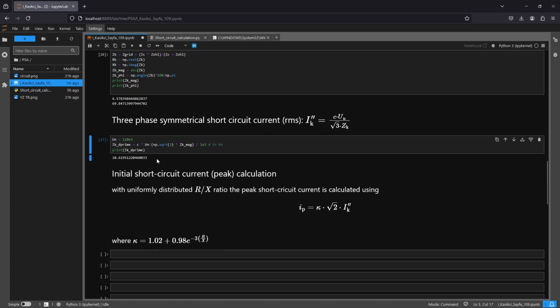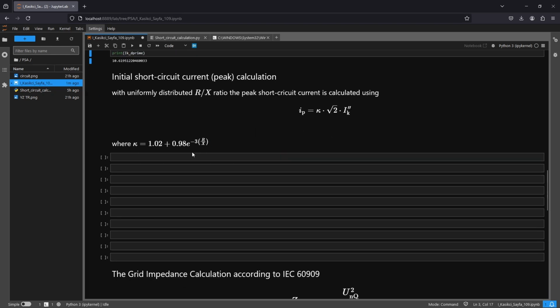So this is the symmetrical initial short circuit current. If we would like to calculate the peak value of the initial short circuit current, with the assumption of a uniformly distributed ratio of R to X, then we can use this formula, which is IP equals kappa times square root of 2 and IK double prime. Now the factor kappa is calculated with this relation. It depends on the ratio of the resistance to reactance at the fault location.